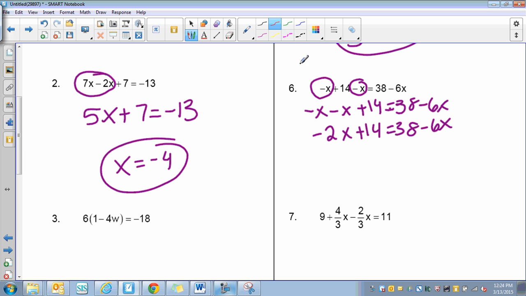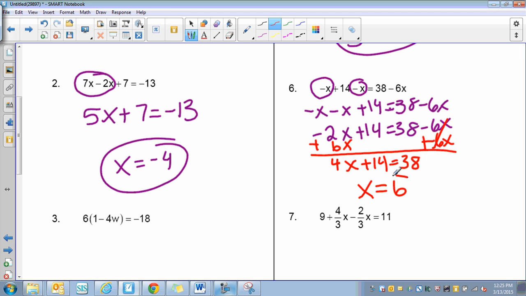But now we also have our x's on opposite sides of the equal sign. So we need to bring one of them over. It doesn't matter which one. I'm going to bring the 6x over, so I need to add 6x. So I should get 4x plus 14 equals 38. Now that I have this, I should solve my two-step equation and get x equals 6.